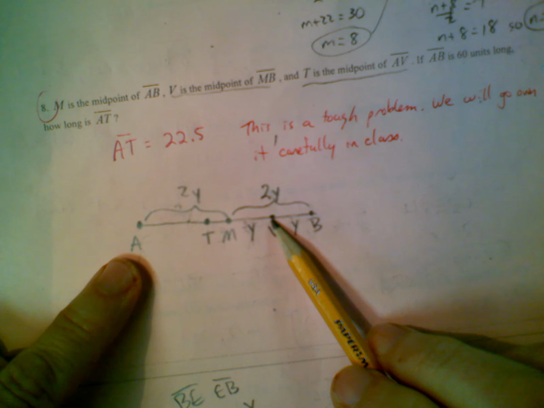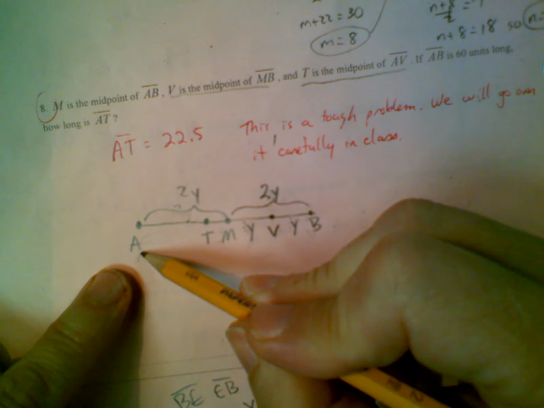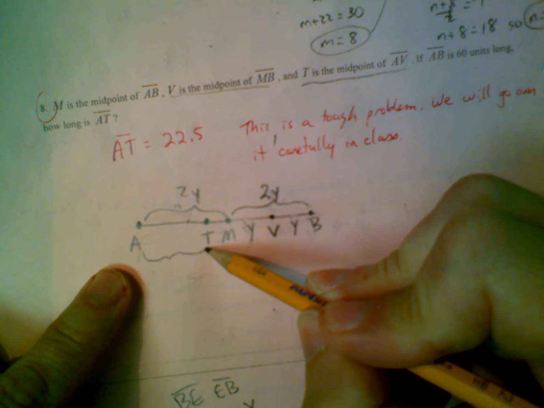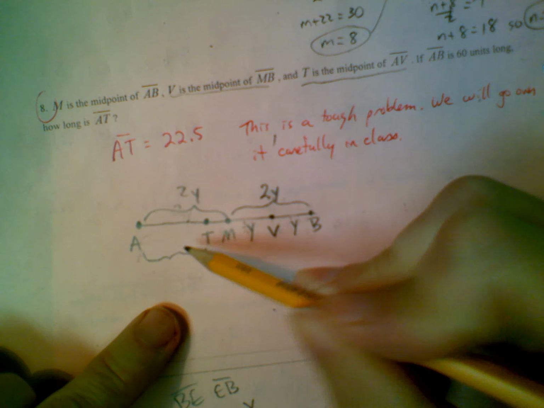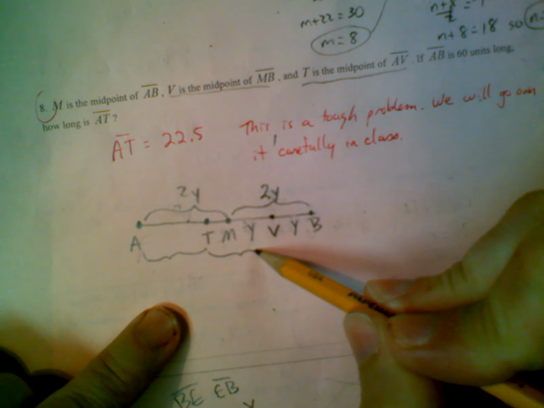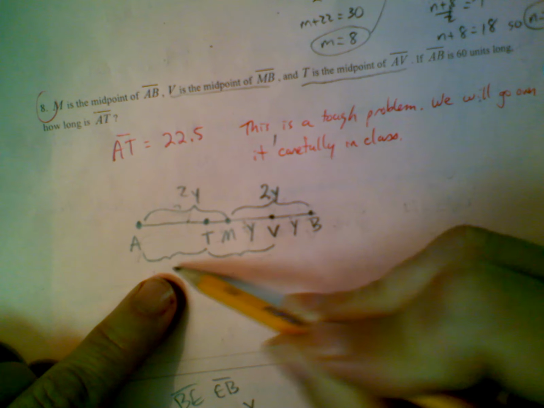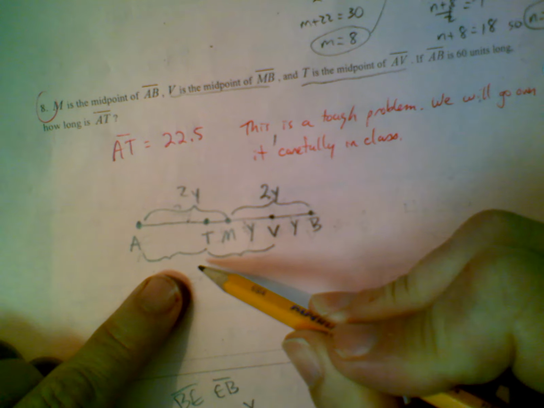Okay? T is supposed to be halfway between the A and the V. So I sure would like to have a variable expression for AT and TV, and they should be the same as each other, whatever they are.